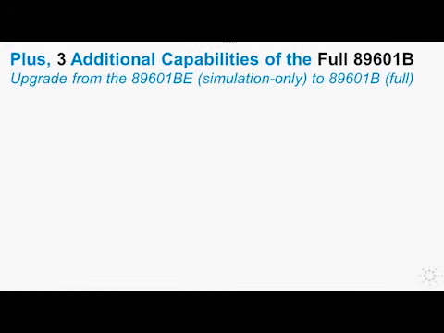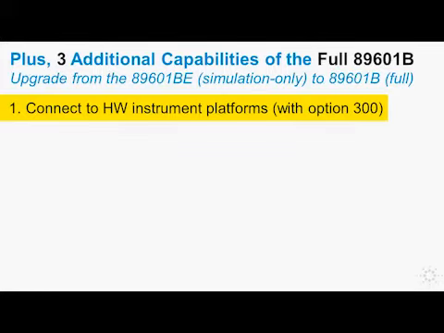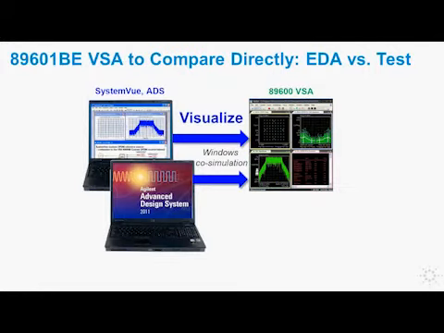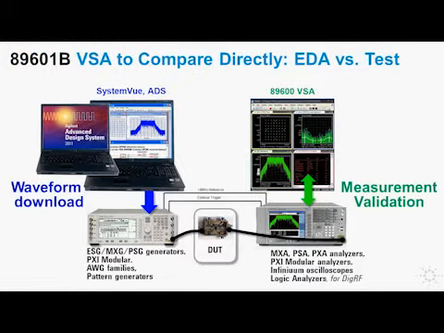In addition, the 89601B has 3 additional capabilities. The first is the ability to connect directly to hardware with option 300. Whereas the simulation version allows you to visualize simulation results, the full version of the VSA allows direct control of the measurement hardware, allowing the same demodulation results to be presented for both simulation and measurement.